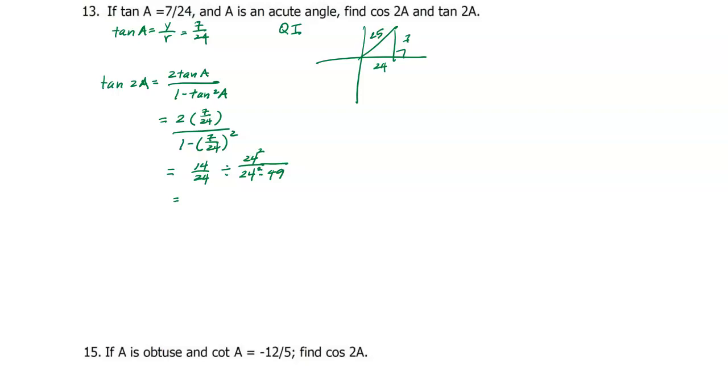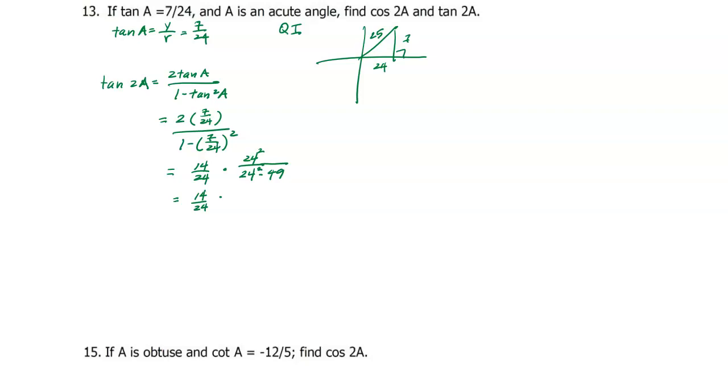And so that is 14 over 24. It's not divided by, this is already multiplied. I'm trying to do this really quick because, you know.